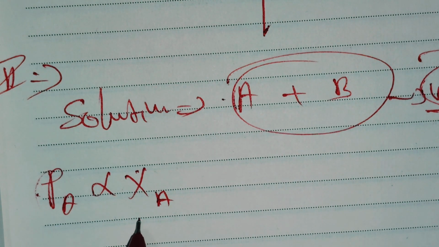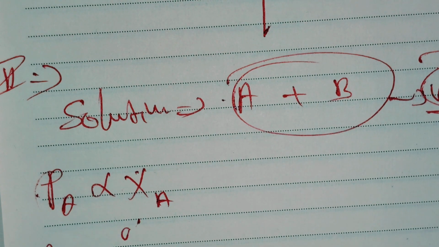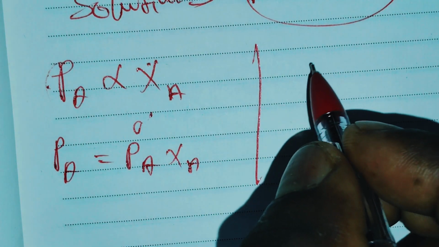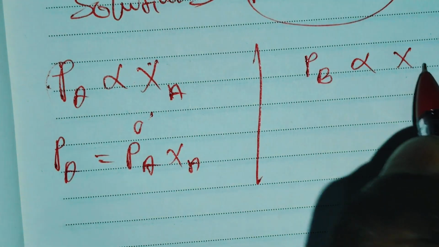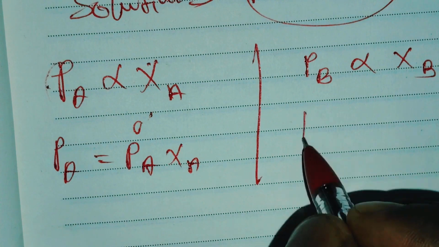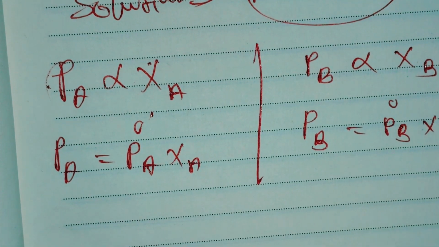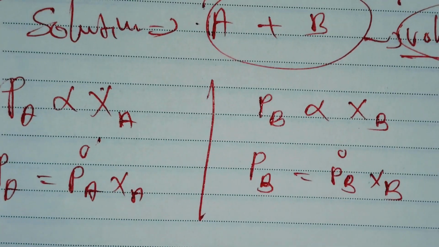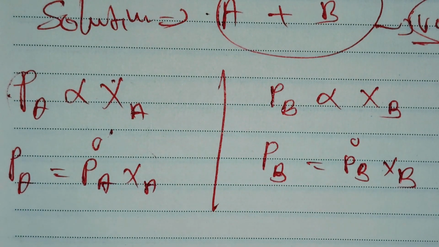Introducing the constant, that is, P of A is equal to P naught of A times X of A. And similarly, the partial pressure of B is directly proportional to X of B, and the partial pressure of B is equal to P naught of B times X of B. Okay, so both of the two components are volatile. For that reason, we will write the formula like that.